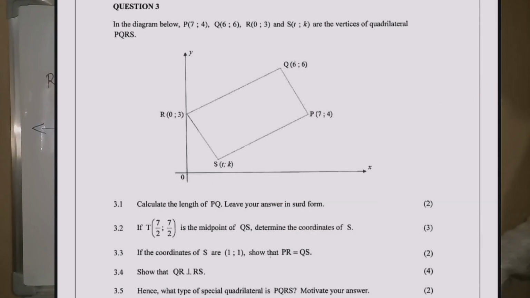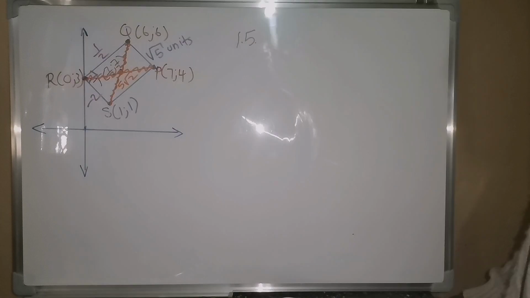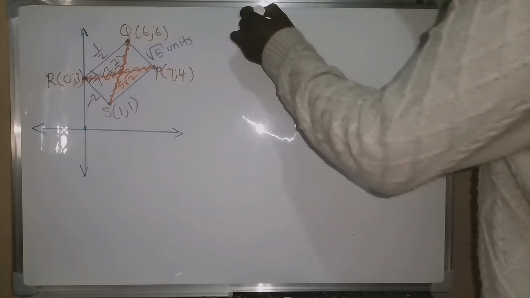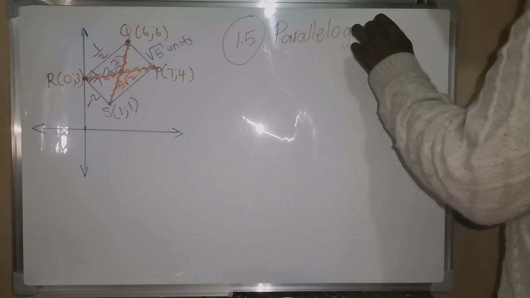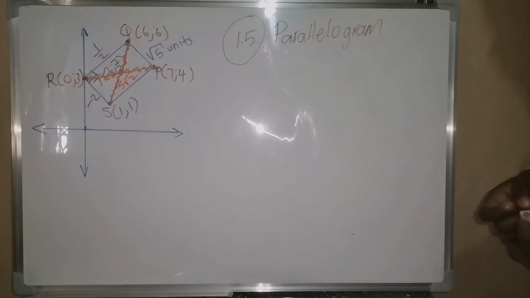Hence, what type of special quadrilateral is PQRS? Motivate your answer. What type of quadrilateral is PQRS? You need to know what type of quadrilateral PQRS is. And how are you going to prove it? By the look of the shape, obviously it is a parallelogram. By the look of the structure it is a parallelogram. No need to deviate from that.